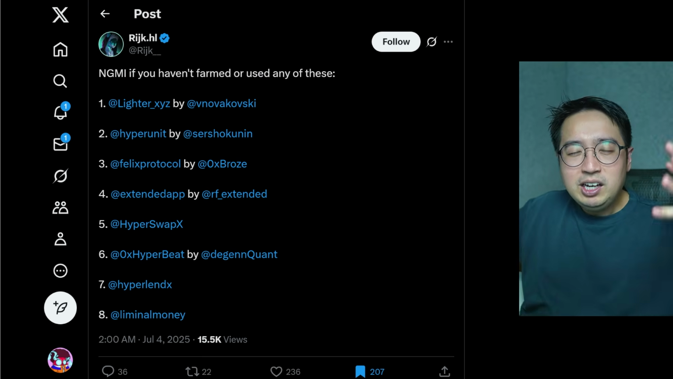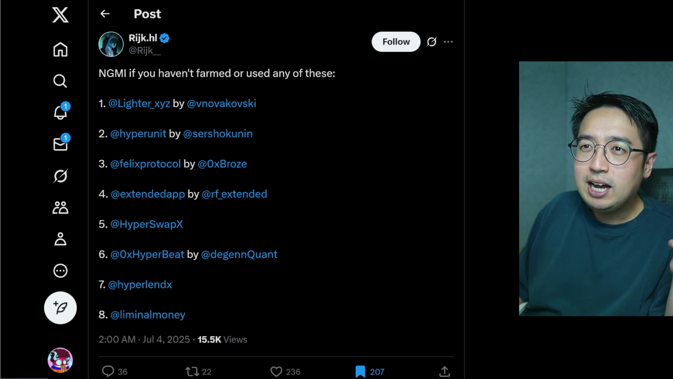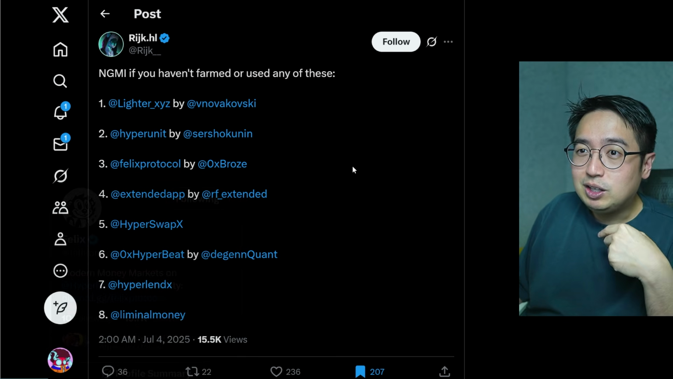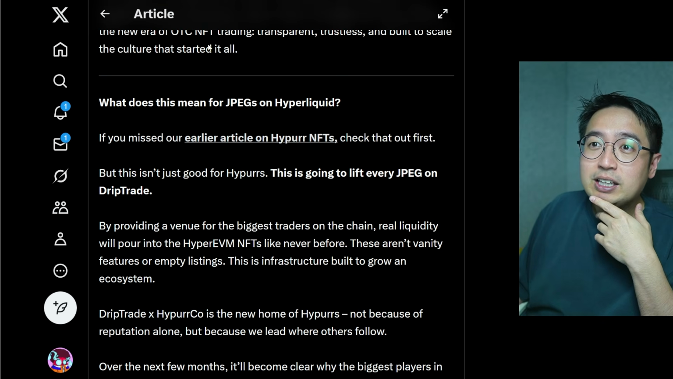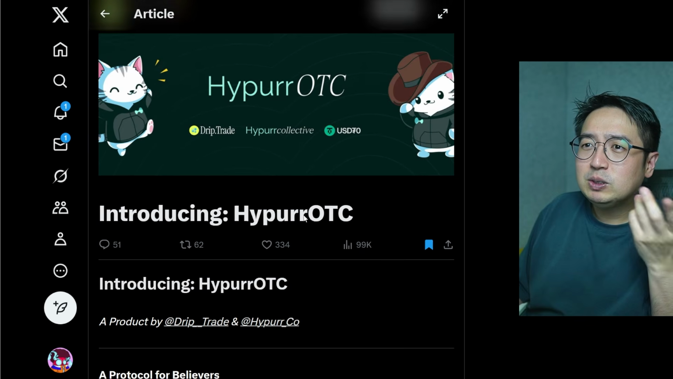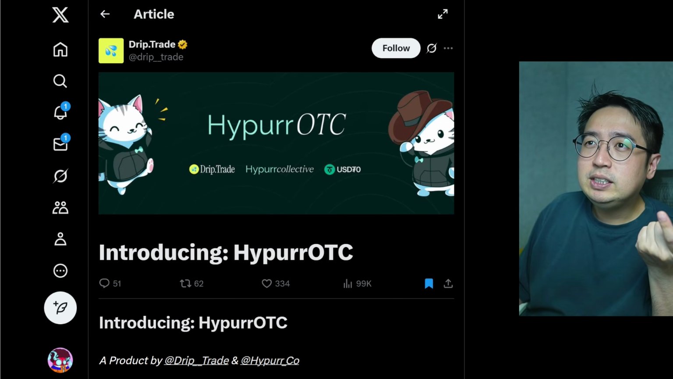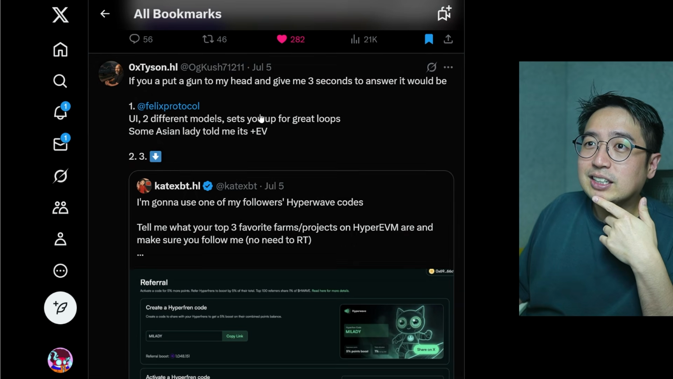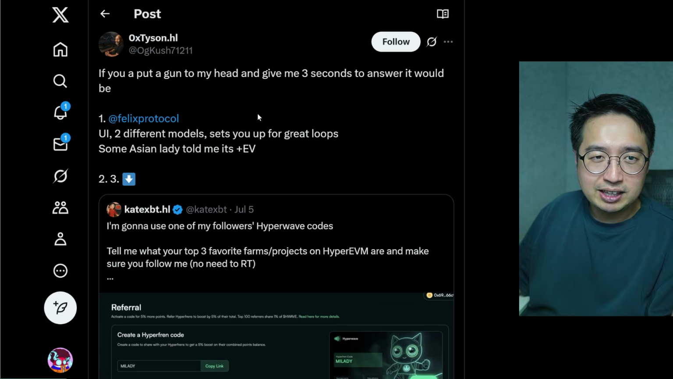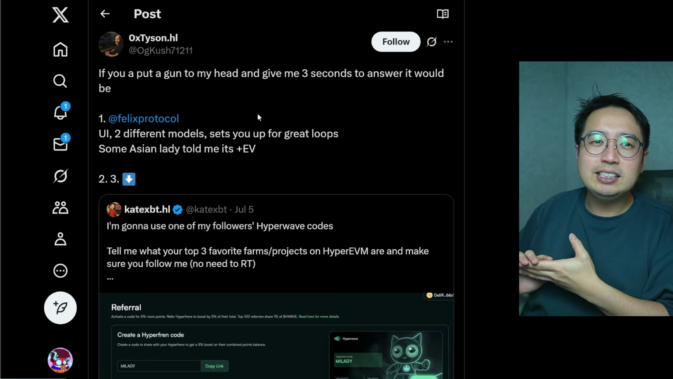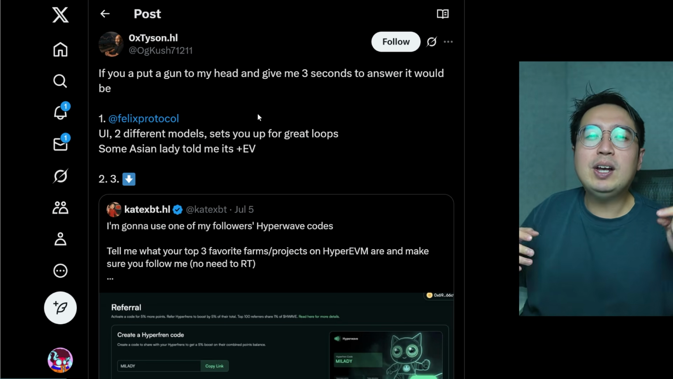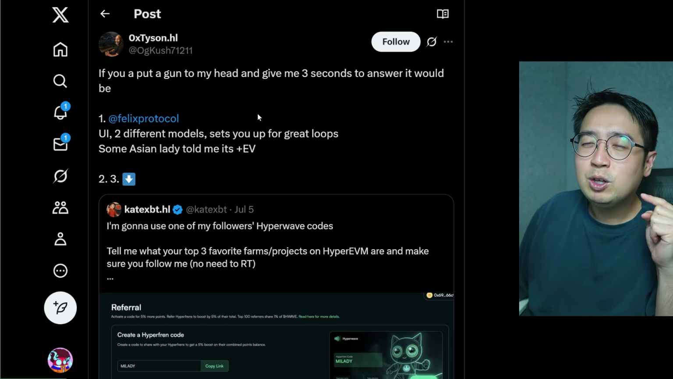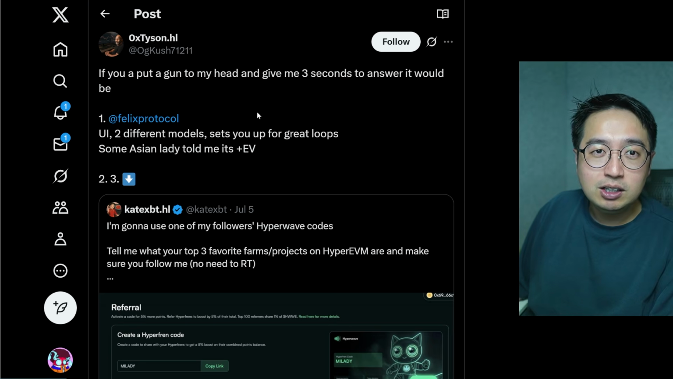Now, I'm also in the algorithm for what's happening in Hyperliquid. I've seen people talking about Lighter, Hyperunit, Felix Protocol, which is one of the top ones at the moment. Then we also have other posts. Someone's talking about Hyper OTC here. Kate XBT goes into Felix Protocol, and 0xtyson.hl. That is .hyperliquid. This is a domain name, and when you see that, you kind of know that this person is involved in the Hyperliquid ecosystem because they're supporting it with their username in social media.